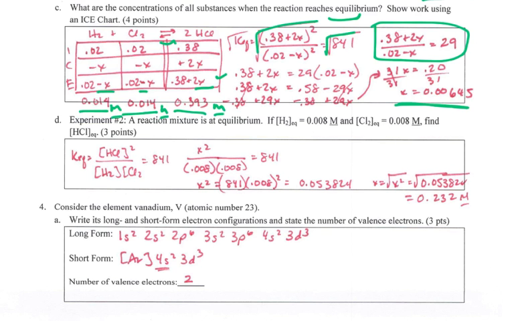Okay, letter D, we have another experiment. We know the H2 concentration, we know the Cl2 concentration, find the HCl. So again, we know this is 841. So 841 equals x squared over 0.008, and then just solve for x. So x squared is this number, x is 0.232 molar. It's just an algebra problem.